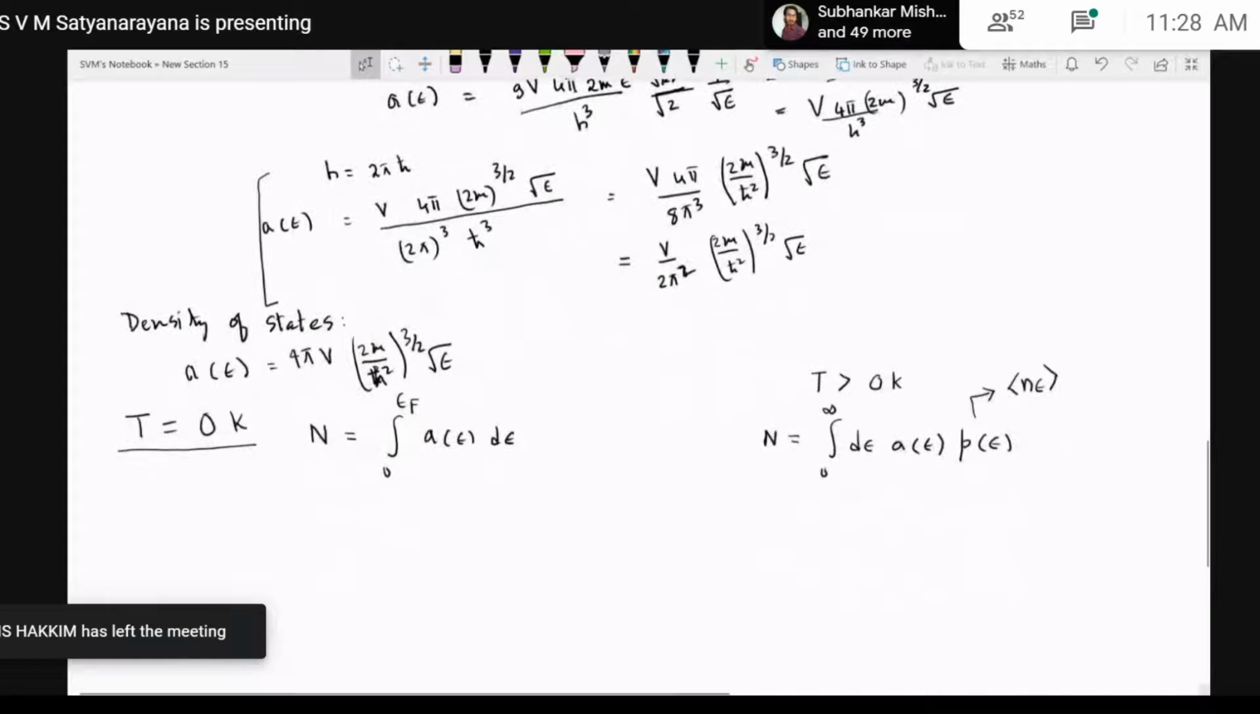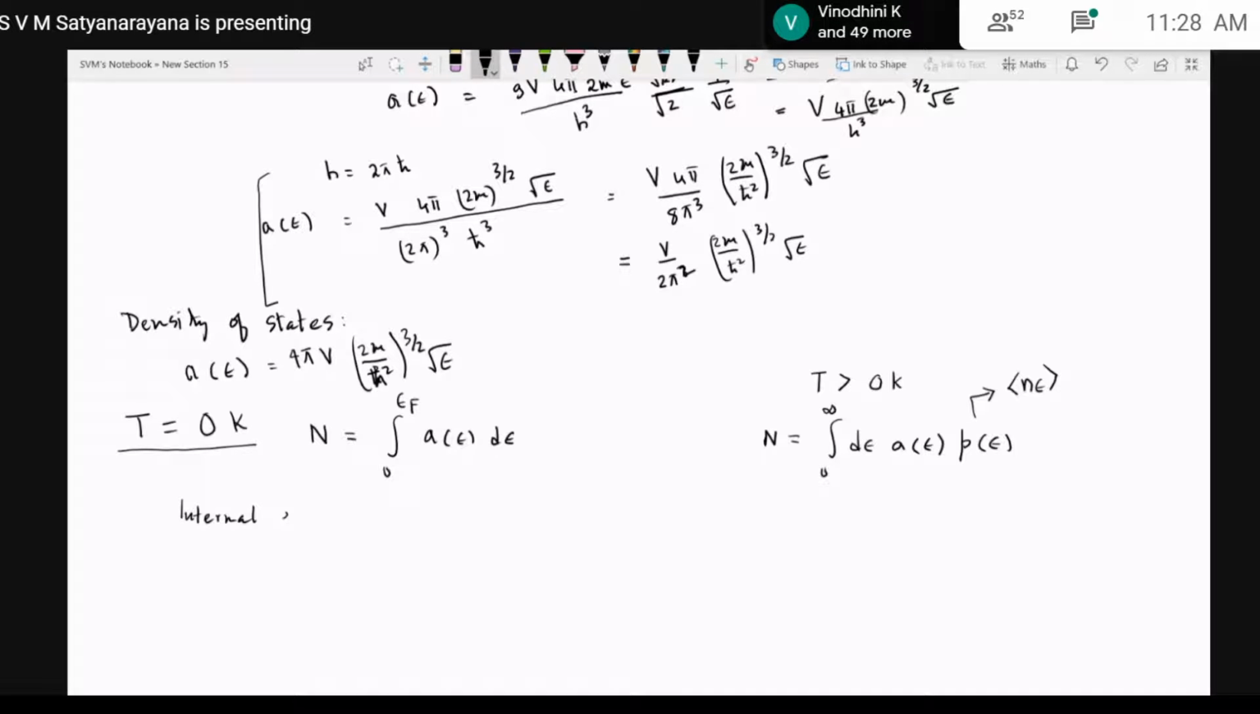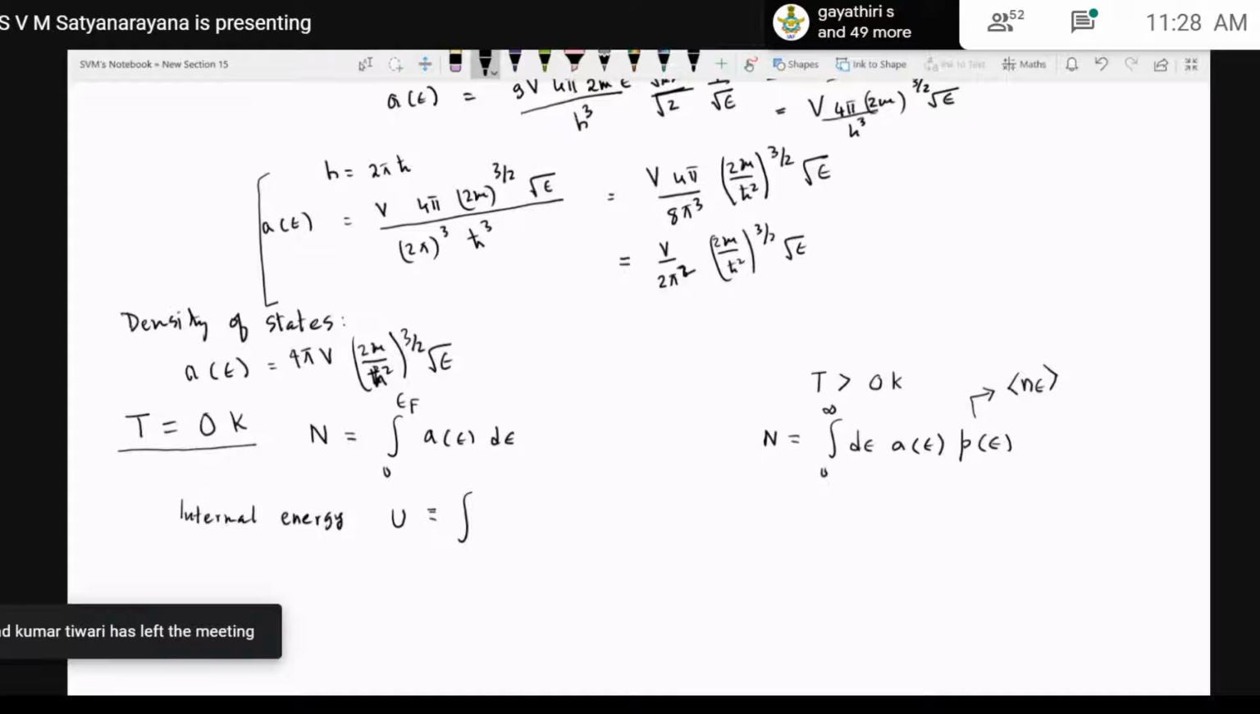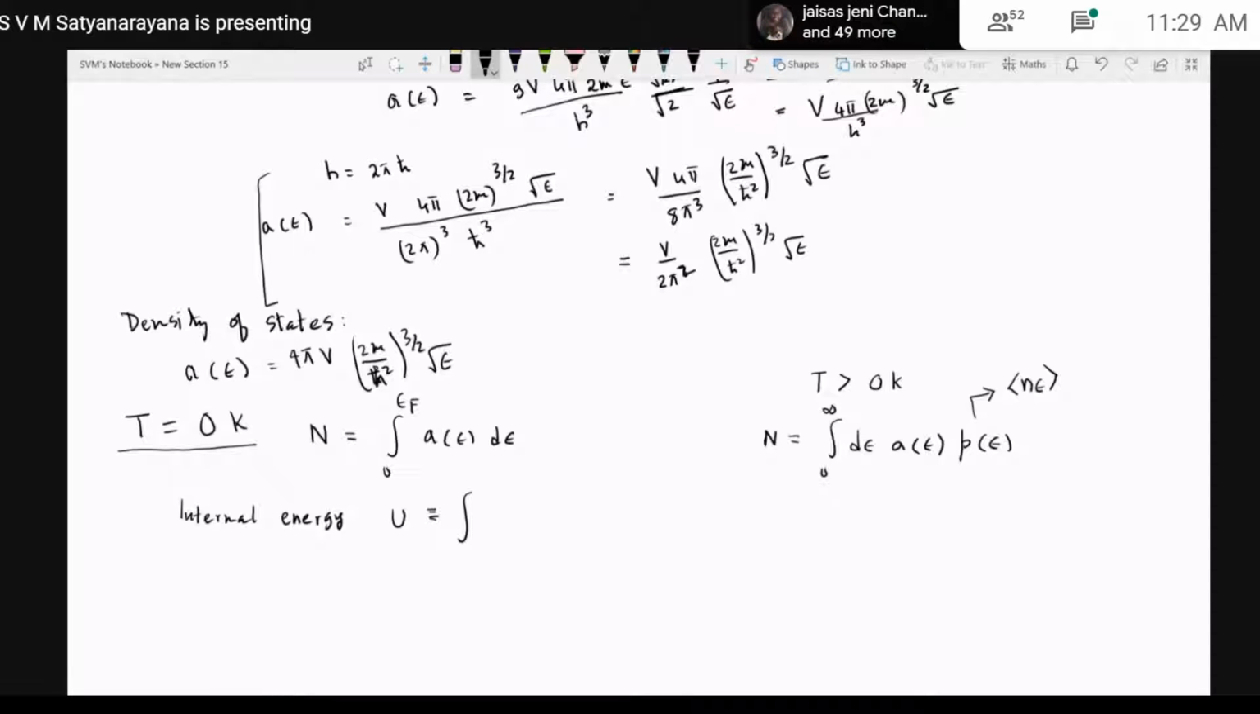Now, on the other hand, suppose you are interested in finding out the energy of the system. Let's say we are interested in the internal energy U, which is essentially the average energy. How do you get the average energy? In the 0 temperature case, up to epsilon_F, you have the probability of occupation to be 1. So you have the integral of epsilon, A of epsilon, d epsilon. That's all. That is what gives you the average energy.